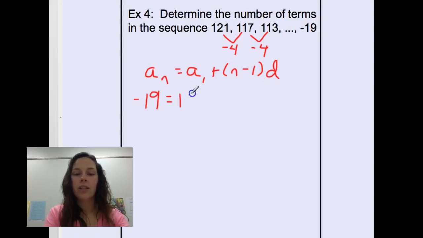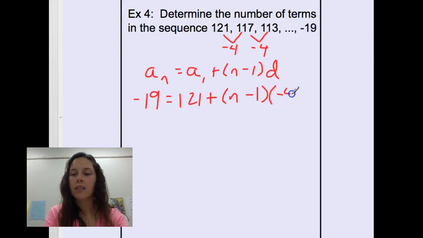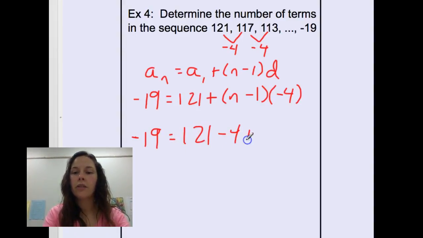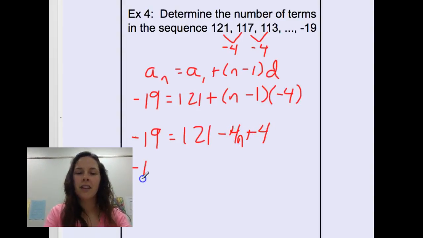We know the first term is 121. We do not know how many terms there are, so n is what we're solving for, and our common difference is -4. So solving this, we simplify the right-hand side of our equation, distributing that -4, combining our like terms, don't lose your n. Combining our like terms, we get 125 minus 4n. Subtracting that 125 from both sides, we get -144.